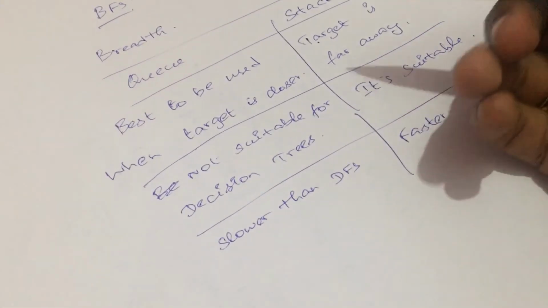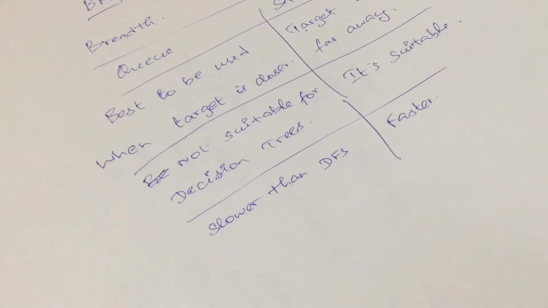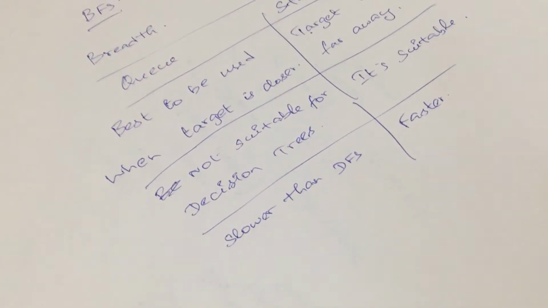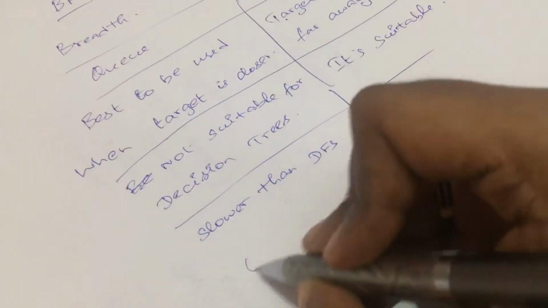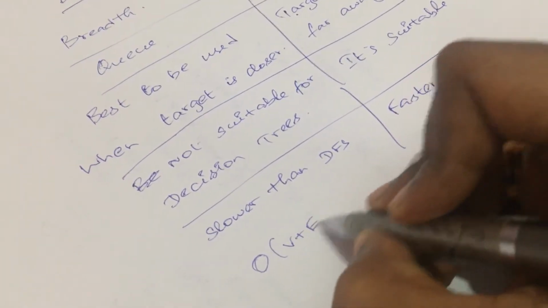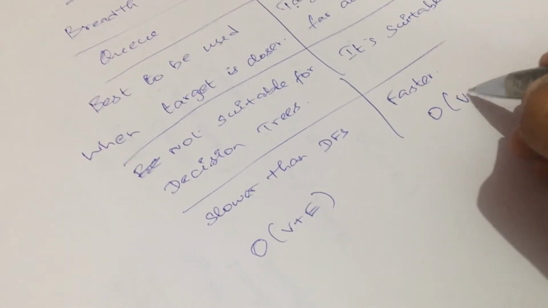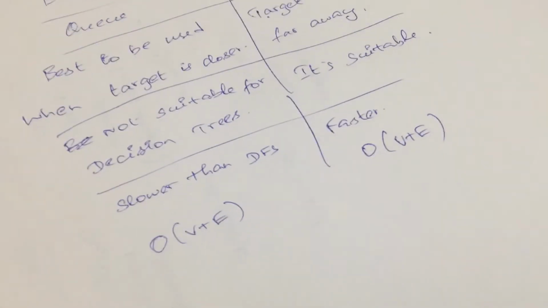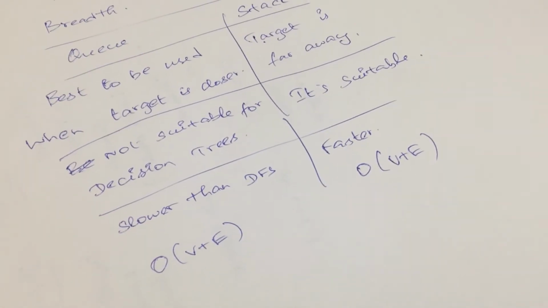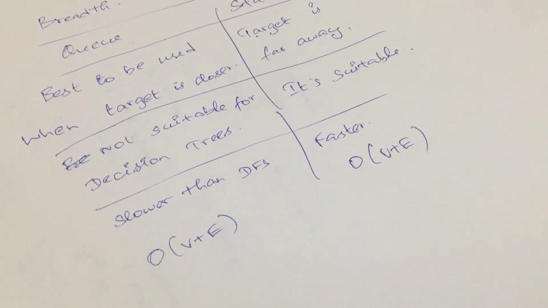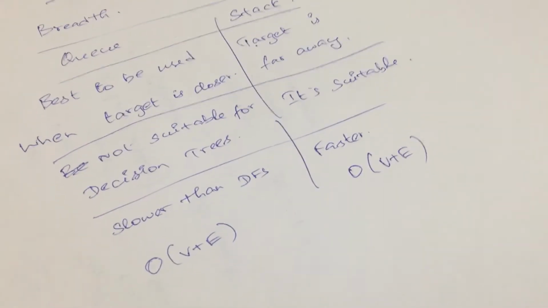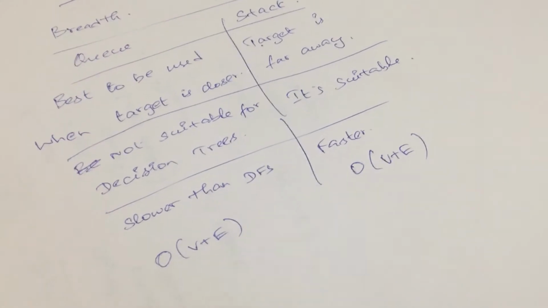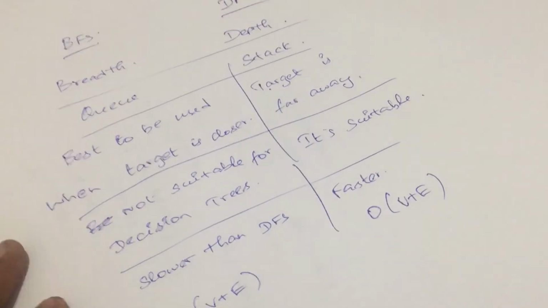At last we need to speak about the time complexity. We have already spoken about the same in the previous one: for both it is going to be big O of V plus E. The time complexity is the same, but when it comes to best case and worst case analysis it might differ, though mostly it returns the same time complexity. So that's all about BFS as well as DFS.